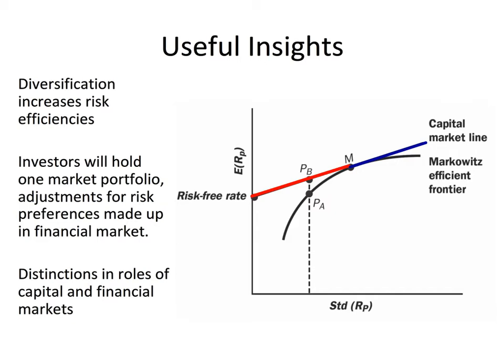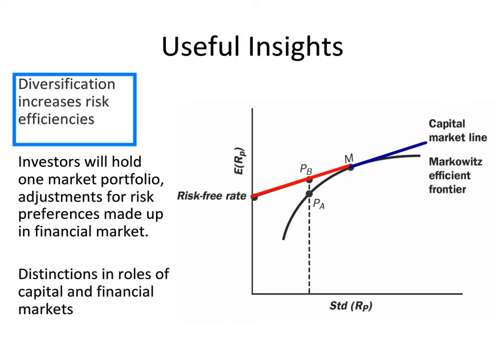There are also three insights that I'm going to point out that are very important with the portfolio theory. The first is that diversification increases risk efficiency. We can increase risk efficiency by holding more assets as long as those correlations of asset returns are less than 1. If we hold 2 assets, we will be less risk efficient in general than if we hold 3, 4, 5.